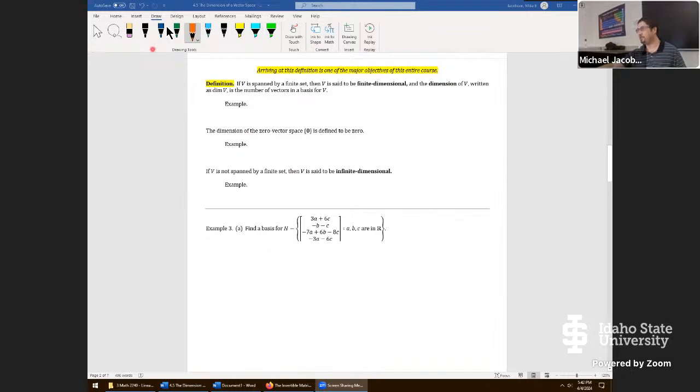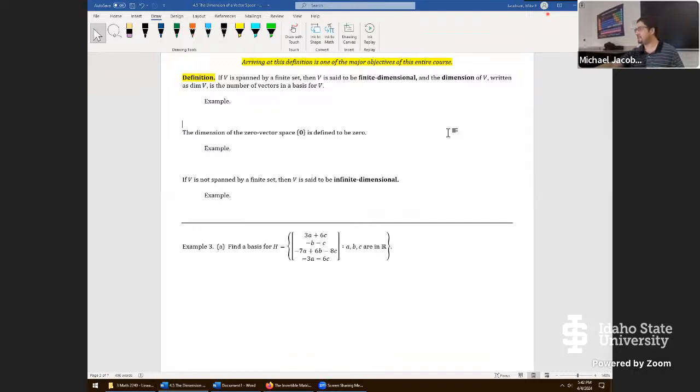Here's our big definition. I put here just as a reminder that this was one of the major things that we're trying to achieve in a linear algebra class, getting to this point. And once you have a good working knowledge on dimension, that's when things like eigenvalues and eigenvectors are most easily understood. And that's a source of most applications in linear algebra. So let's put down some examples as we go through this. It says, if V is spanned by a finite set, then V is said to be finite dimensional, and the dimension of V, written as dim V as we did before, is simply the number of vectors in a basis for V.